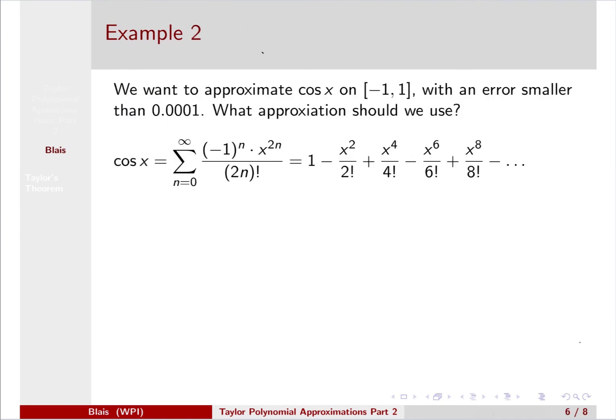What if we have an example where we have to find the approximating polynomial? So suppose we want to approximate cosine of x on minus 1, 1 with an error smaller than 0.0001. What approximation should we use? Think about this scenario where maybe you're fine-tuning some factory equipment, and in that fine-tuning you have to have cosine of x within 1 over 10,000 for x in negative 1, 1 for the machine to work properly.